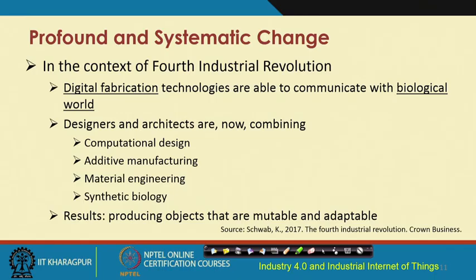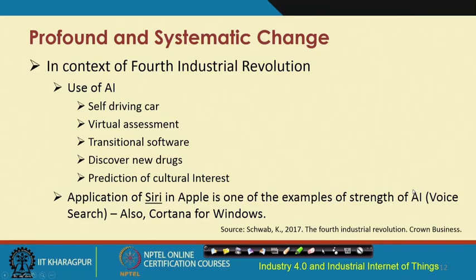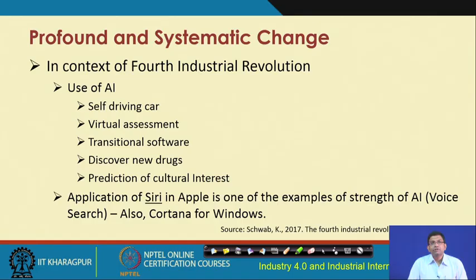So, in the context of the fourth industrial revolution, the use of AI, or artificial intelligence, and in fact not only artificial intelligence but machine learning also, has made it possible to have self-driving cars, virtual assessment, translation software, discovery of new drugs, prediction of cultural interest, and many other things have been made possible with the use of artificial intelligence.